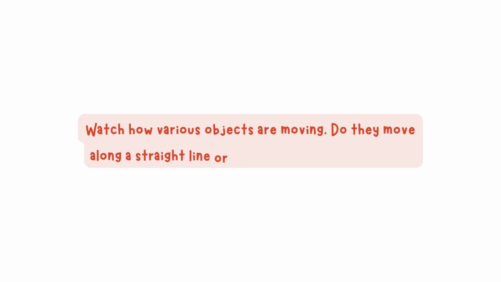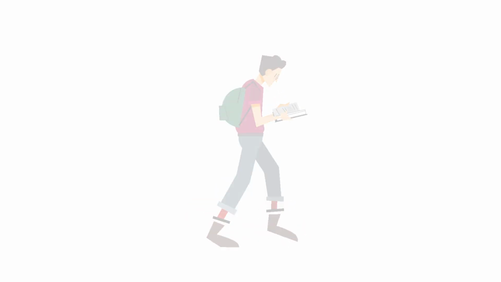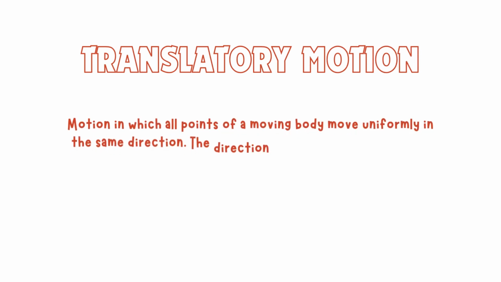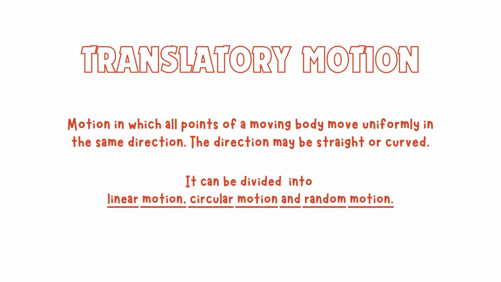There are many ways in which things move. Some objects move along a straight line, some move in a curved path, and some move in some other way. A car moving in a straight line, a person moving in a straight direction, and a bicycle taking a turn on the road are all examples of translatory motion because they are either moving in a straight line or in a curved path. It is further divided into linear motion, circular motion, and random motion.